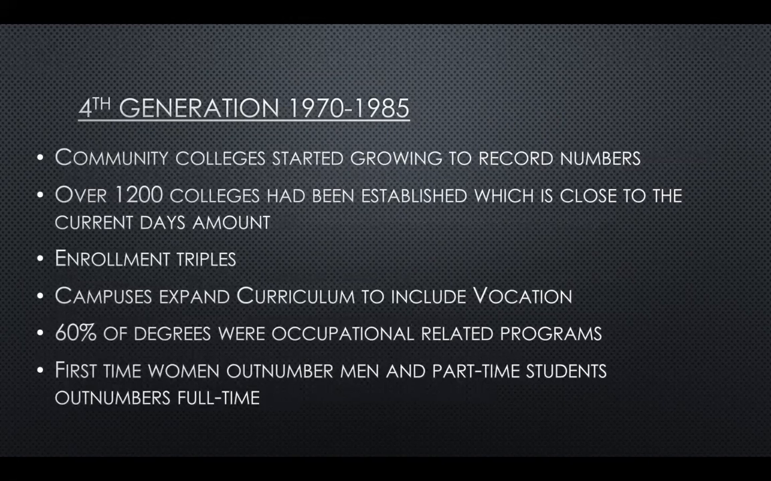The fourth generation, 1970 through 1985. Community colleges start growing to record numbers. Over 1,200 colleges have been established, which is close to the current day's amount. Enrollment triples. Campuses expand curriculum to include vocational programs. 60% of degrees were occupation related programs. For the first time, women outnumbered men, and part time students outnumbered full time.